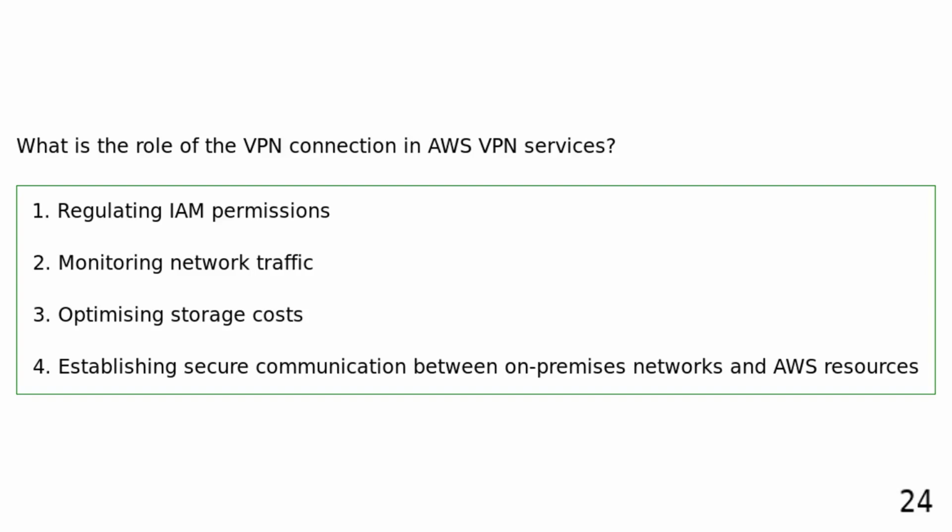What is the role of the VPN connection in AWS VPN services? Regulating IAM permissions. Monitoring network traffic. Optimizing storage costs. Establishing secure communication between on-premises networks and AWS resources.